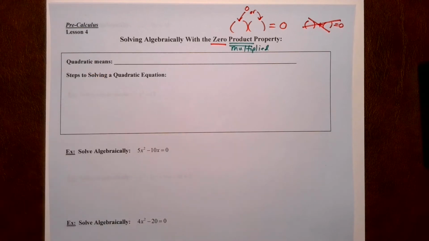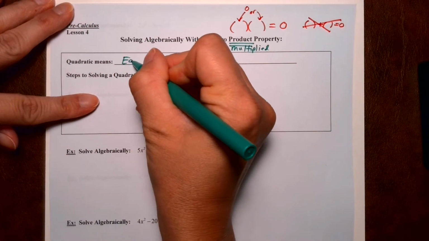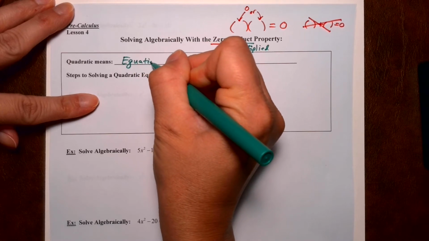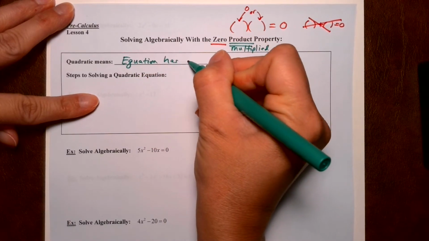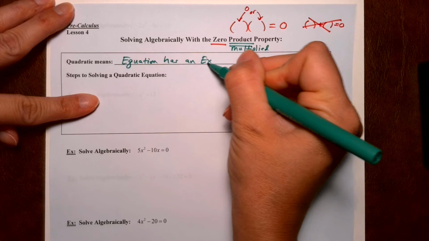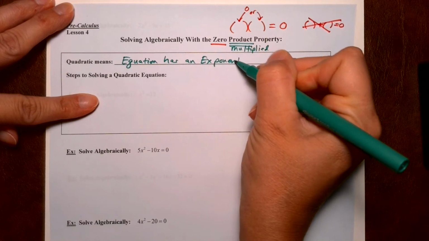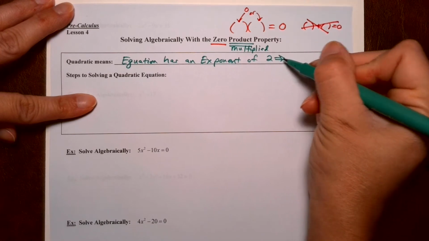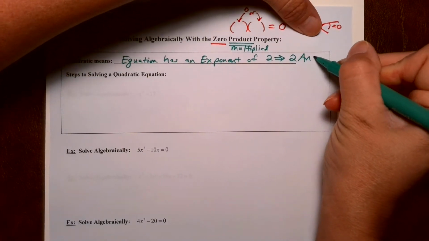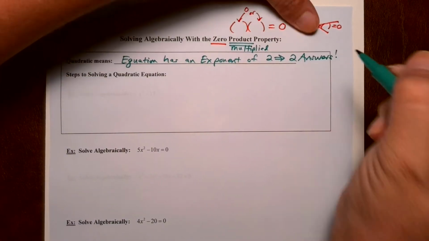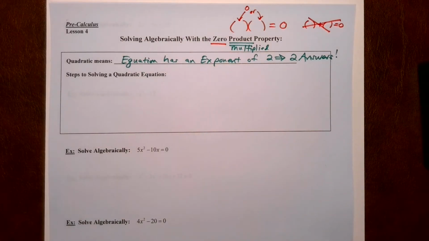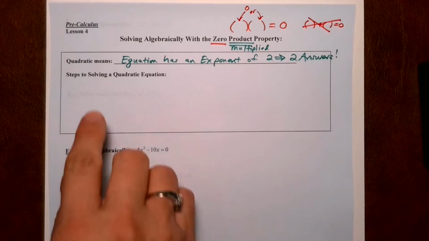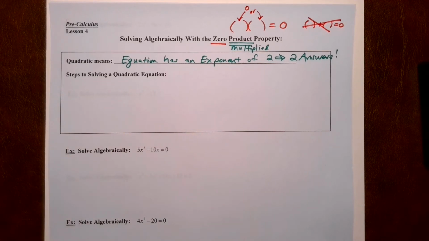Quadratic means that the equation has an exponent or a power of 2. And what that means is we're going to get two answers. If you have a power of 2, there's going to be two x equals answers. And what are the steps to solving a quadratic equation?